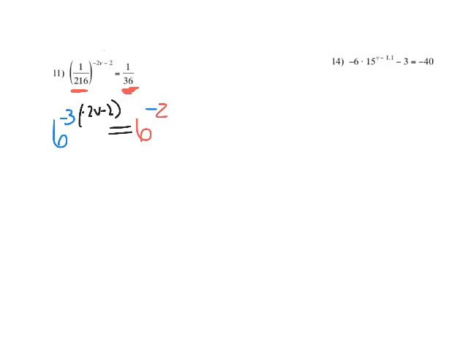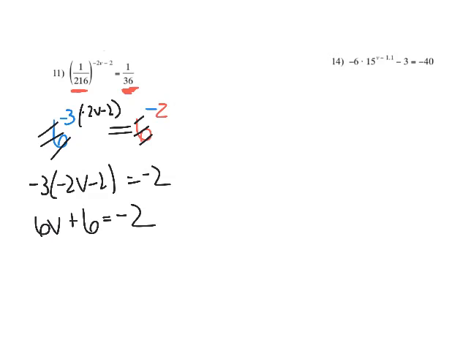And of course, you would take the log base 6 of both sides, but through the magic of mathematics, the 6's disappear and our two exponents are equal. So we get negative 3 times negative 2b minus 2 equals negative 2. I'm going to distribute that negative 3 across, so 6b plus 6 equals negative 2. Then 6b is going to equal negative 8. When I divide by 6 on both sides, I get negative 8 over 6, which reduces to negative 4 thirds.